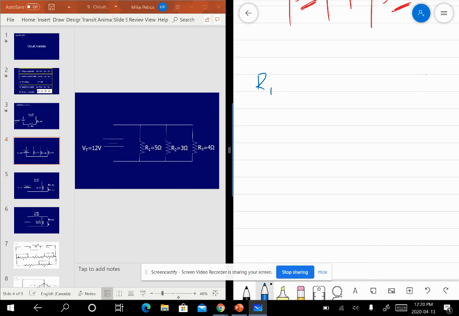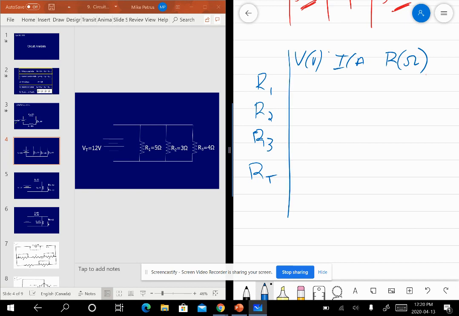So I make R1, R2, R3, and R total. My R's are a little lackluster here. That's okay. V is measured in volts, I is measured in amps, and R is measured in ohms. And I make my table.